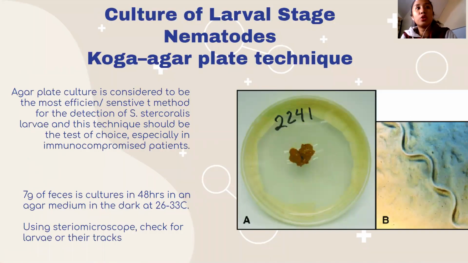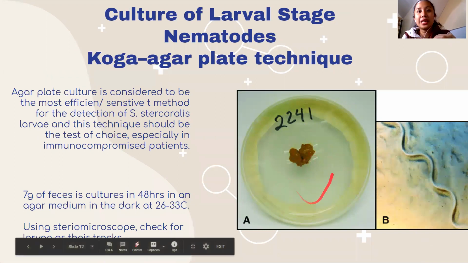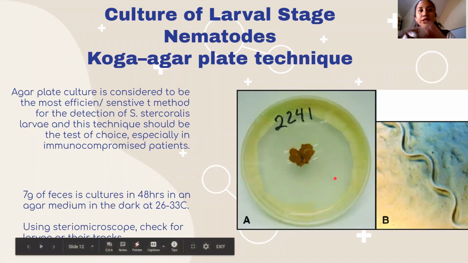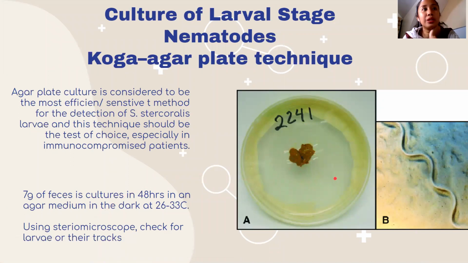So we also have the Koga agar plate technique. You will place feces here. Seven grams of feces is cultured for 48 hours. So class, agar plate culture is considered to be the most efficient and sensitive method for the detection of Strongyloides stercoralis larvae. And this technique should be the test of choice, especially among immunocompromised patients.